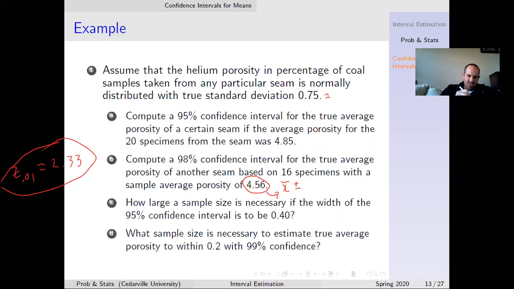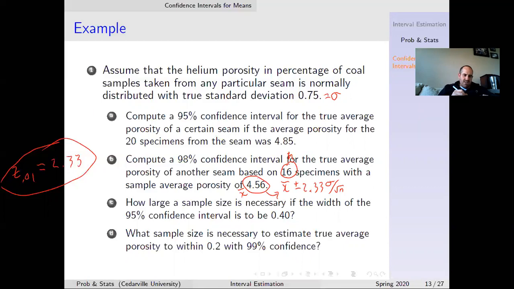This guy right here was sigma, and here's our 16. That's what n is. So it's going to be X bar plus or minus 2.33 sigma over the square root of n, and you just plug in all those numbers. Here's X bar. The n is right there. That's really nice because the square root of 16 is just 4. And you have what sigma is. That's going to be your 98% confidence interval.